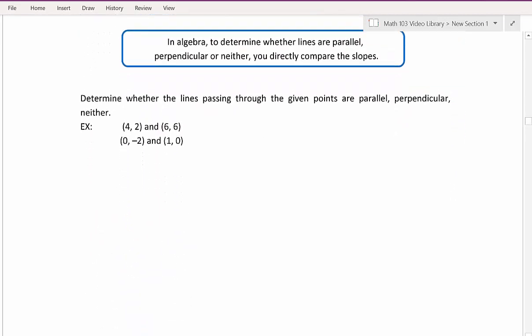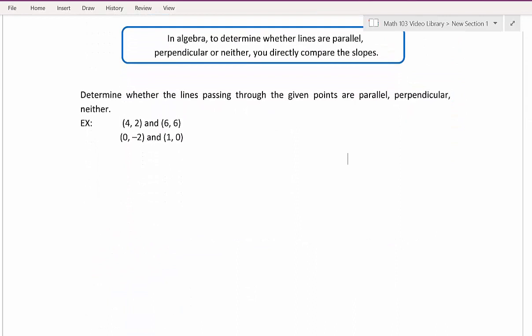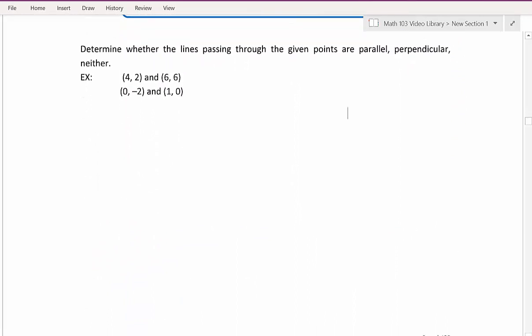So let's determine whether the lines passing through the given points are parallel, perpendicular, or neither. The only way to do this in algebra is to directly compare the slopes. So first thing we need to do is figure out the slopes for each of the lines. Starting with the first one.